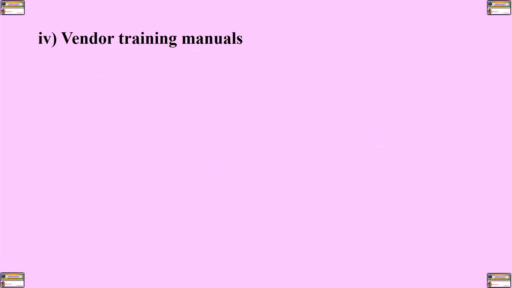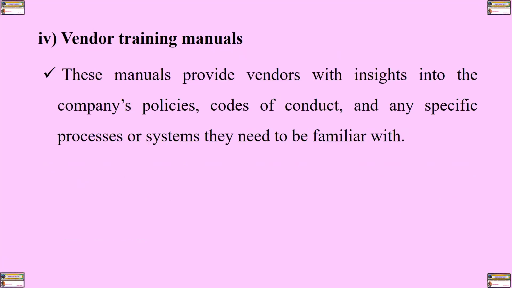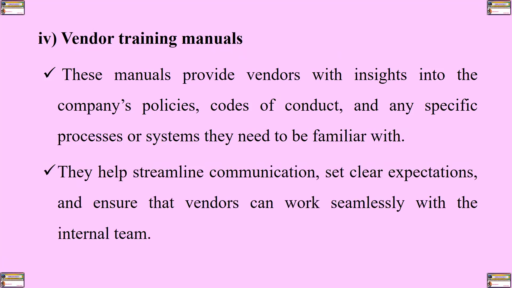The fifth type, or the other type, is vendor training manuals. We have said that these ones mostly provide vendors insights into the company's policies, and they help streamline communication, set clear expectations, and ensure that the vendors are able to work with the team in the organization.